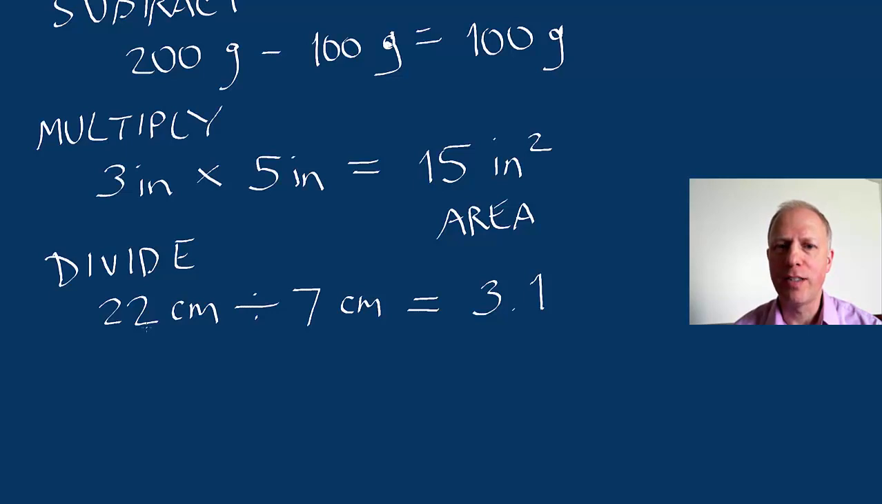Another possible reason for this calculation is you've got 22 centimeters worth of wood and you're cutting it into 7 centimeter lengths and you want to know how many pieces you can cut. The number of pieces you can cut wouldn't have any units. It would be 3 plus a little bit left over.